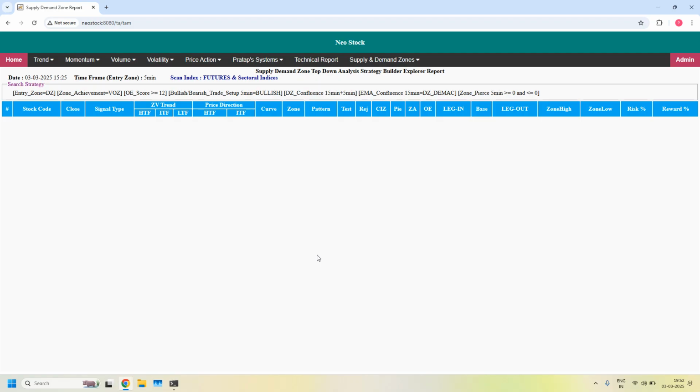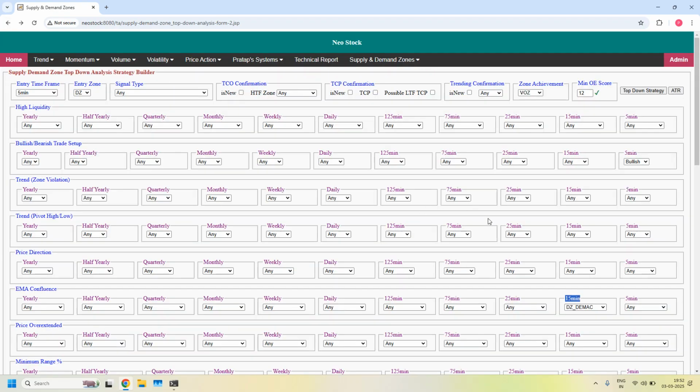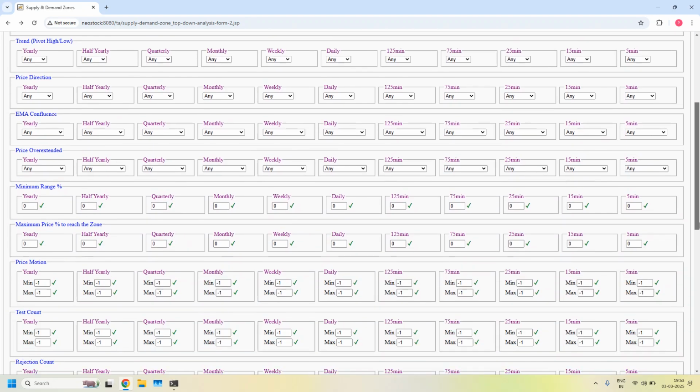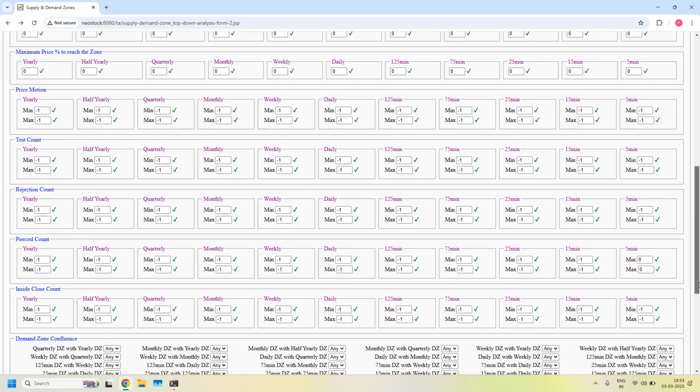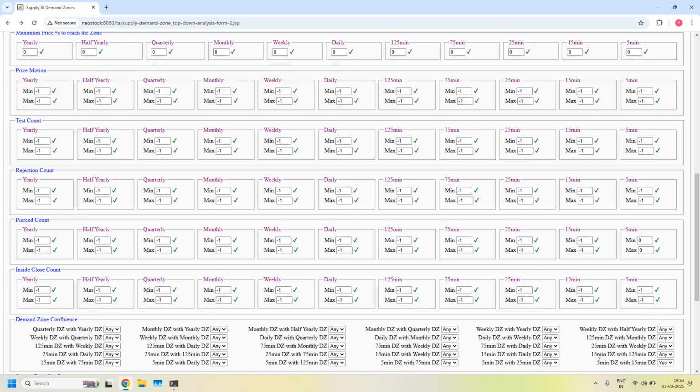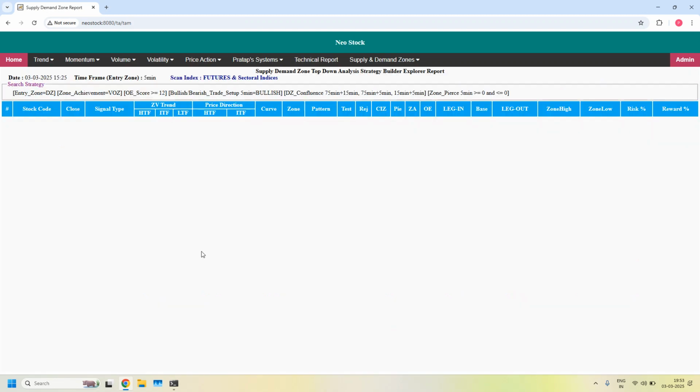Okay, next let us look into LTF, ITF, HTF demand zone Confluence. So I am removing this filter. So in the demand zone Confluence, I am enabling the filter. First filter is already set. Second filter 5 minutes with 75 minutes zone Confluence. 15 minutes with 75 minutes demand zone Confluence. With all the 3 filters, we did not get any stocks. No LTF, ITF, HTF demand zone Confluence.